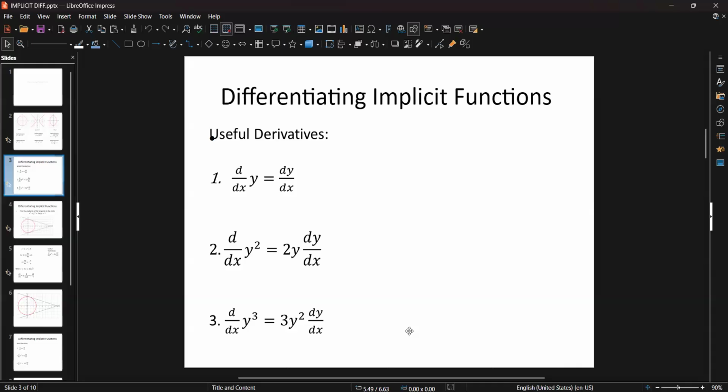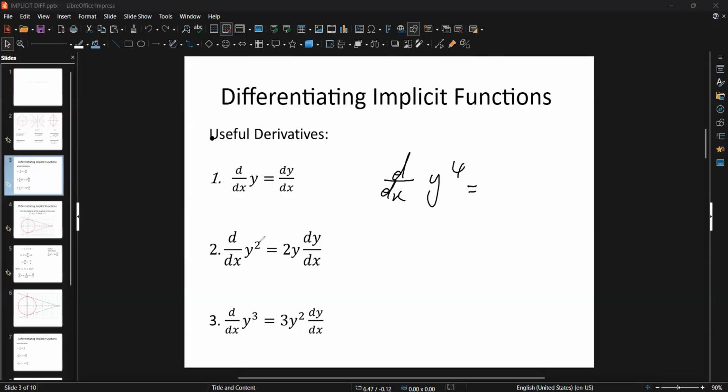And if I ask you to differentiate y to the 4, what will you say? Anybody? If you observe the trend, what's the trend? It's 4y cubed. Watch this.